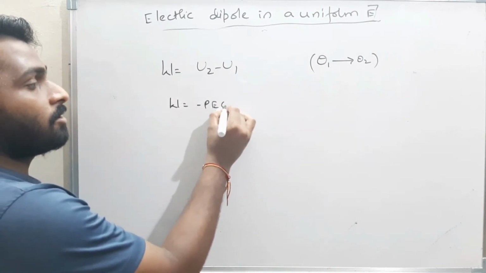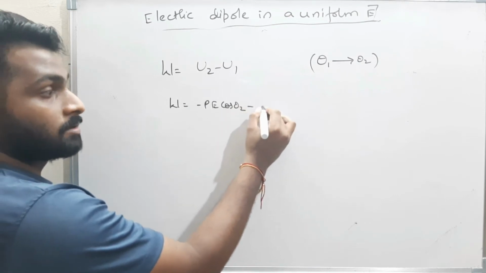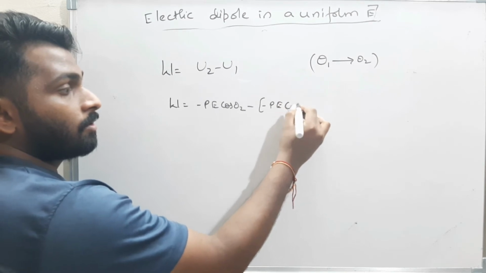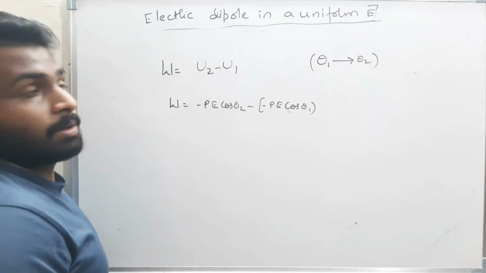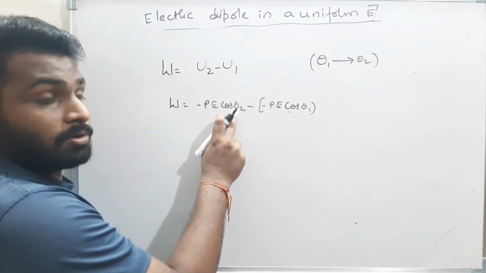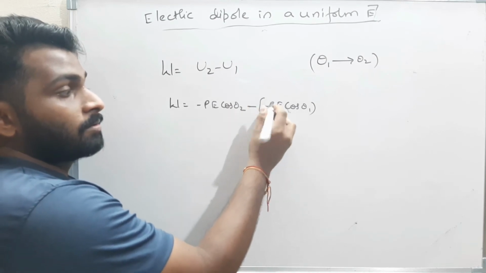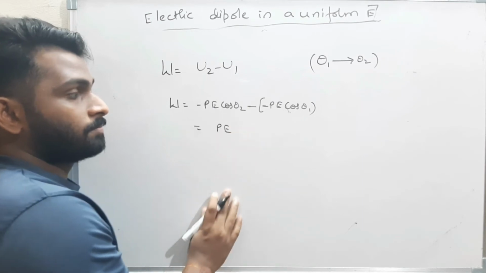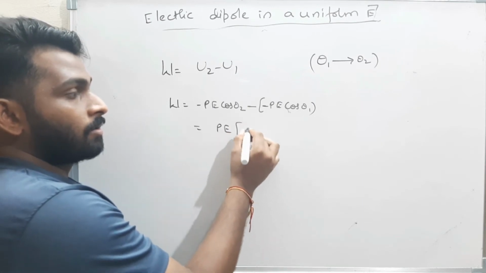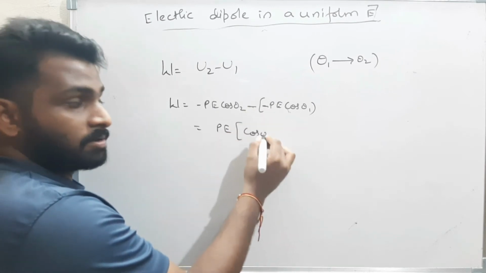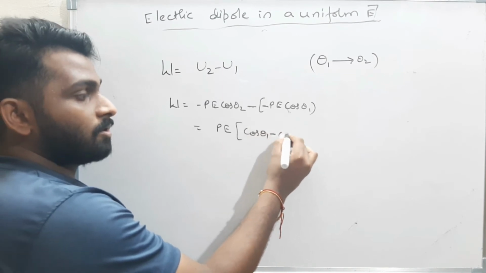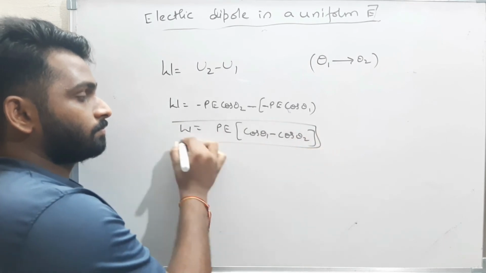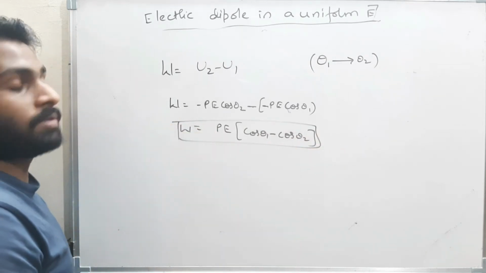Minus PE cos theta 2 minus PE cos theta 1. The potential energy is minus PE cos theta 2 minus PE cos theta 1. Therefore, what you will get? PE you can take common. Minus into minus is plus. Therefore, cos theta 1 minus cos theta 2. That is the work done.